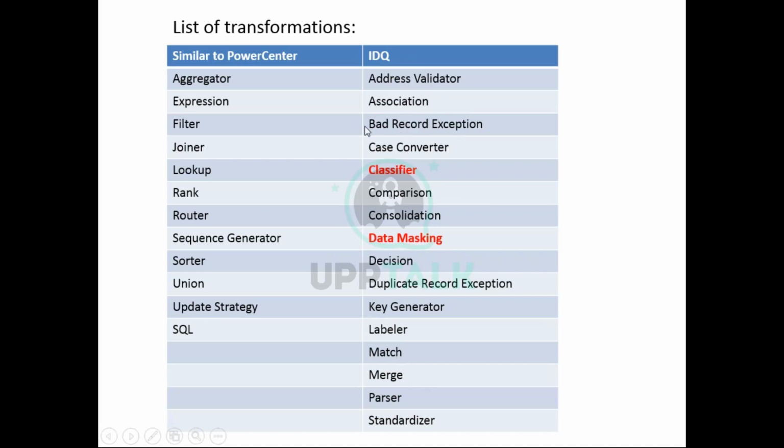Address Doctor, associated transformation, bad record exception, case converter, classification, comparison, consolidation, decision making, duplicate record exception, keygen, labeler, match, merge, parser, standardization. Whatever you see in red, these two I haven't been issued the license for. I cannot perform that, and I didn't have any exposure on these two things. Okay, we will try to cover all these transformations.